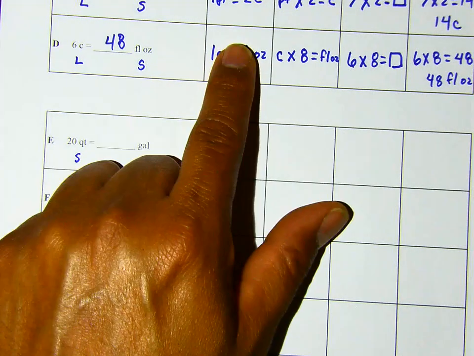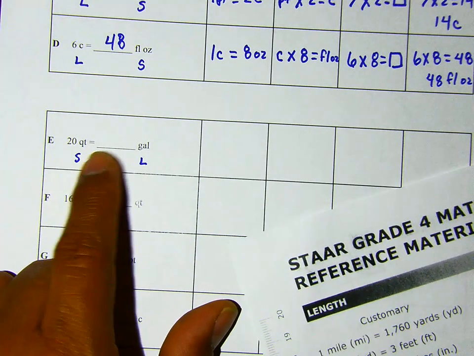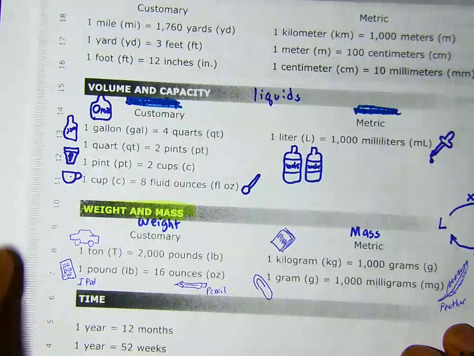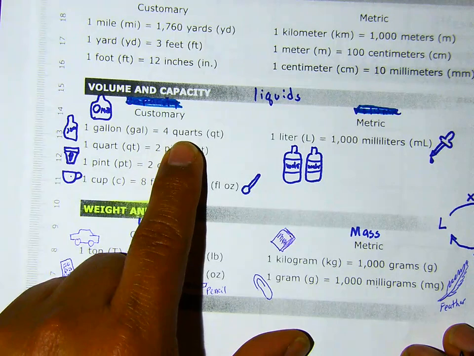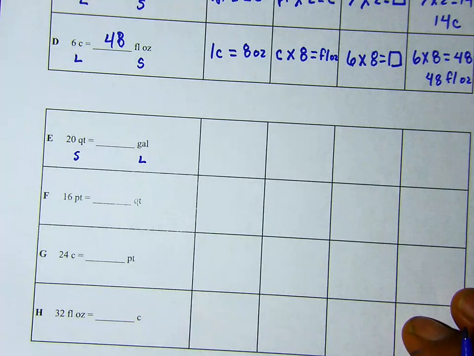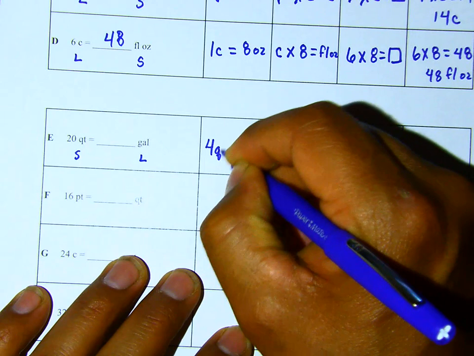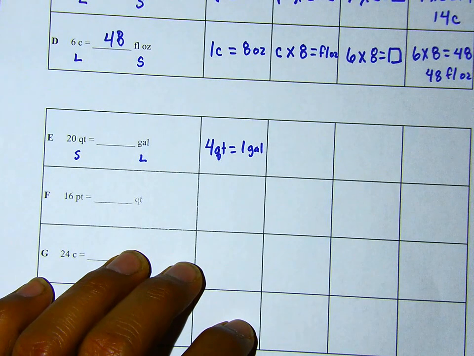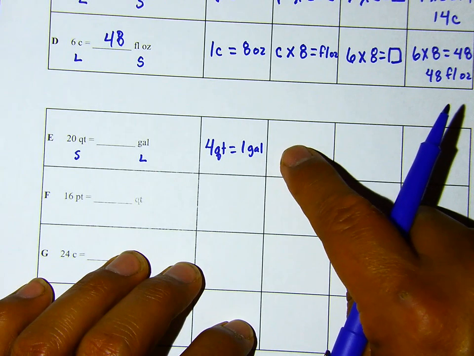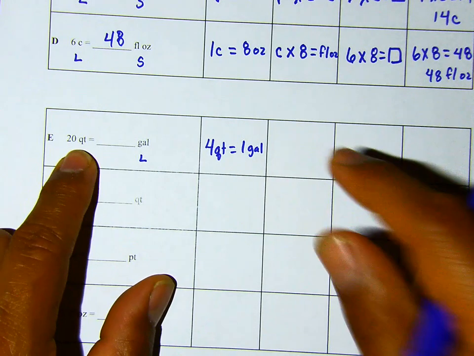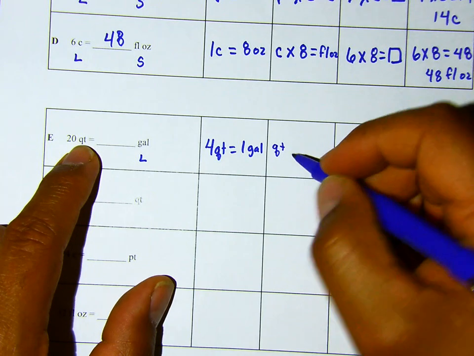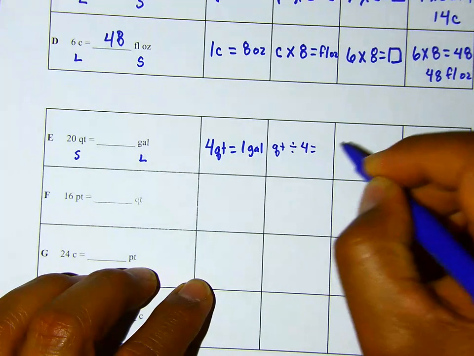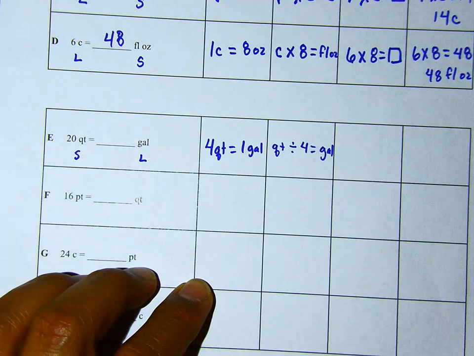So we have to find an equivalent measure first. How many quarts are in a gallon? So we look here. 1 gallon equals 4 quarts. So we can say 4 quarts equals 1 gallon. So now we need a plan. How are we going to solve this? I'm going to take whatever quarts we have, and I'm going to have to divide by 4. And that's going to give me how many gallons I'm going to get.